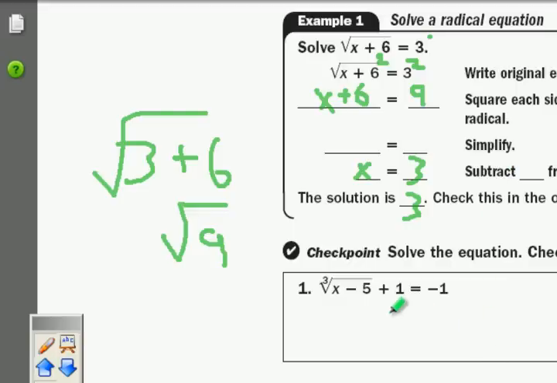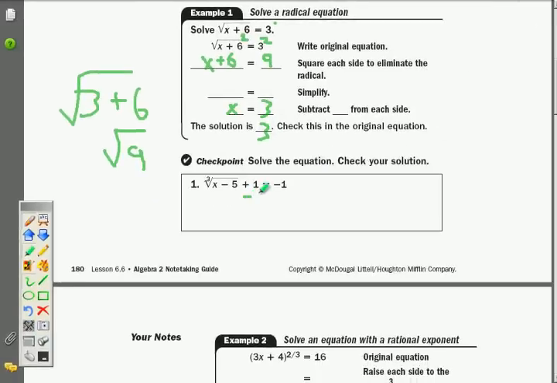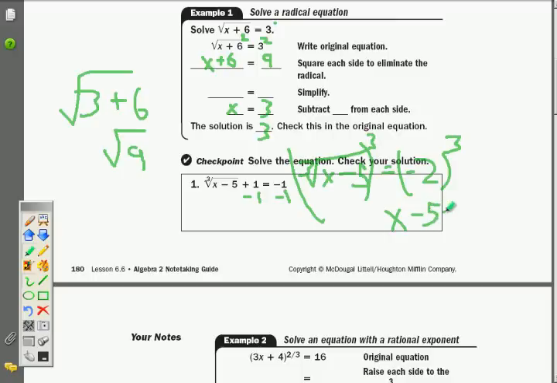Okay. Hopefully you gave that a good shot. Minus 1 on both sides here. And now we have the cube root of x minus 5 equals negative 2. I take both sides to the third power, and negative 2 to the third power is negative 8. So I have x minus 5 equals negative 8. Add 5, x equals negative 3.